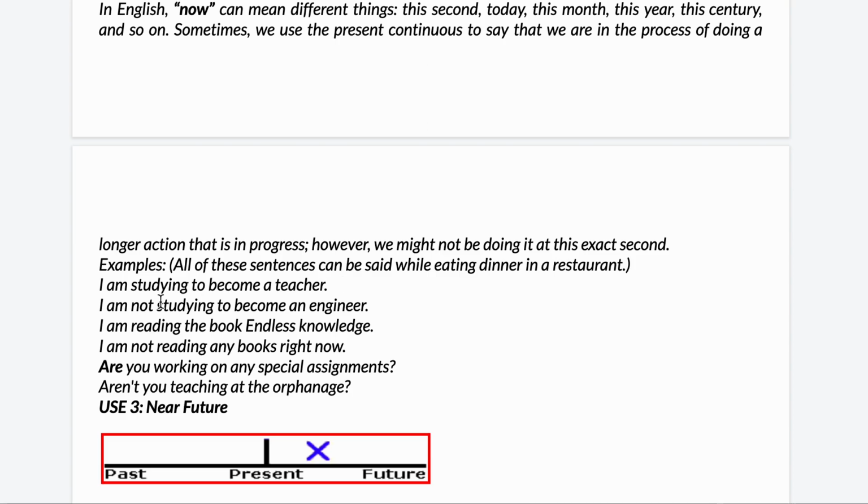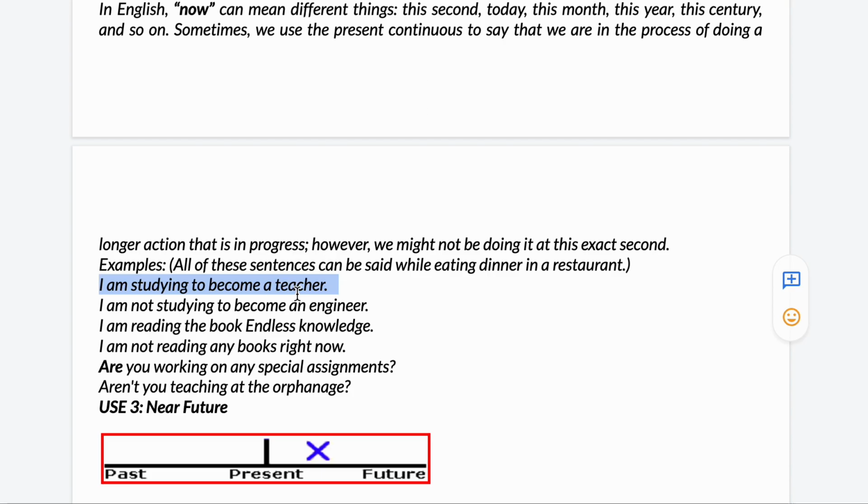The examples are given here. I am studying to become a teacher. I am studying to become a teacher. In order to become a teacher, you need to finish your high school, and then you do a 4-year bachelor's degree, and then a certificate in a teachers training program, and then you become a teacher. So it says, I'm studying to become a teacher.